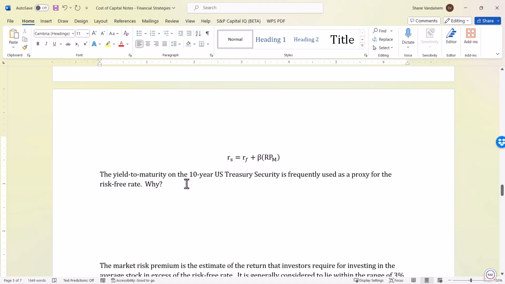The yield to maturity on the 10-year U.S. Treasury is frequently used as a proxy for the risk-free rate. The reason being is that if you bought a 10-year Treasury today and you held it for 10 years, you would receive the yield to maturity on that debt, unless the government of the United States defaulted on its debts, which it has never done in its history. The government is different than a corporation because the government can also print money, it can also tax, so it has many ways of making sure it can pay its debts. And so as a result, the U.S. government's debts are considered to be free of default risk.